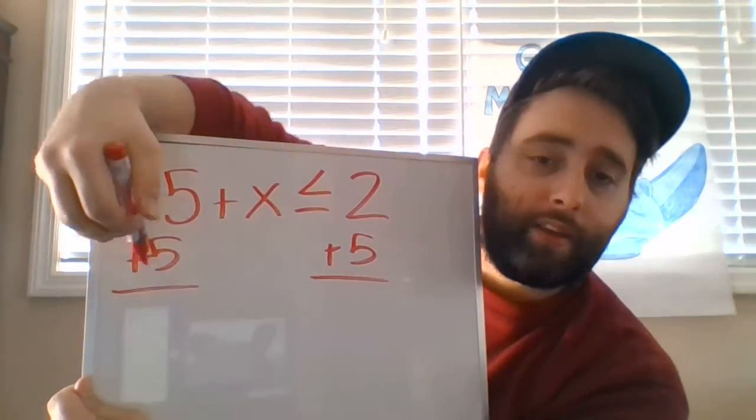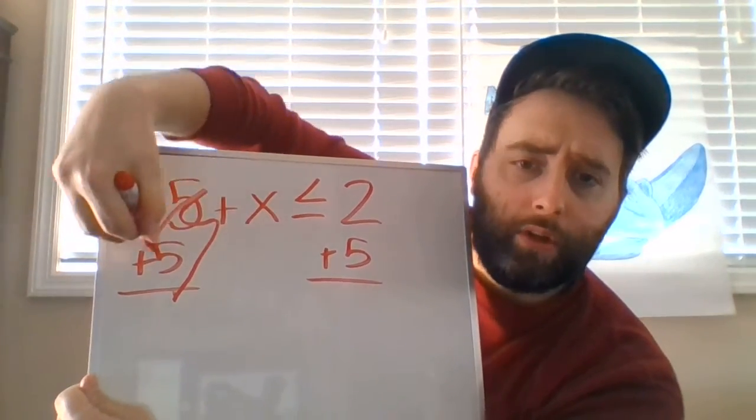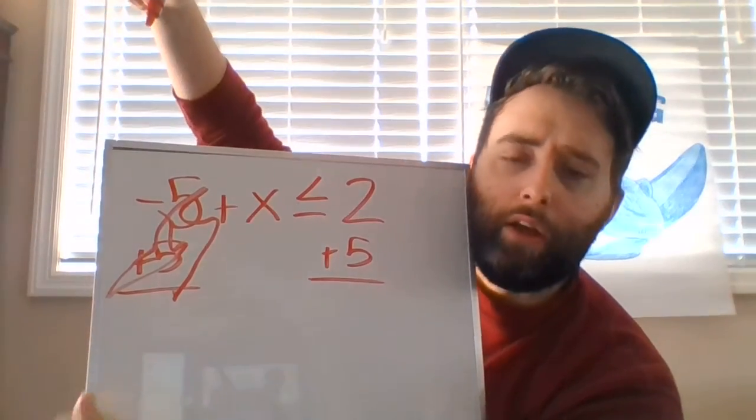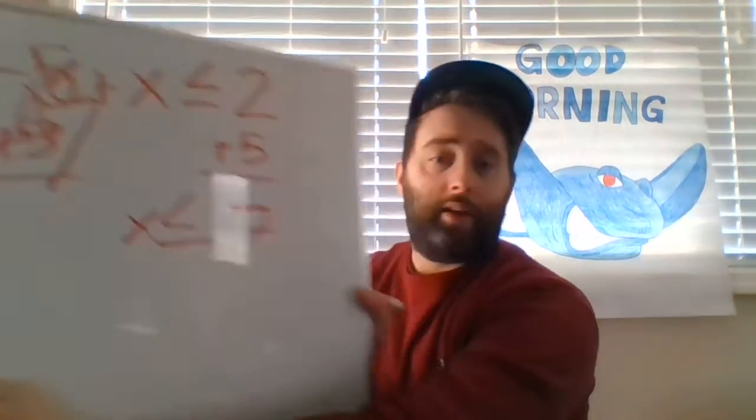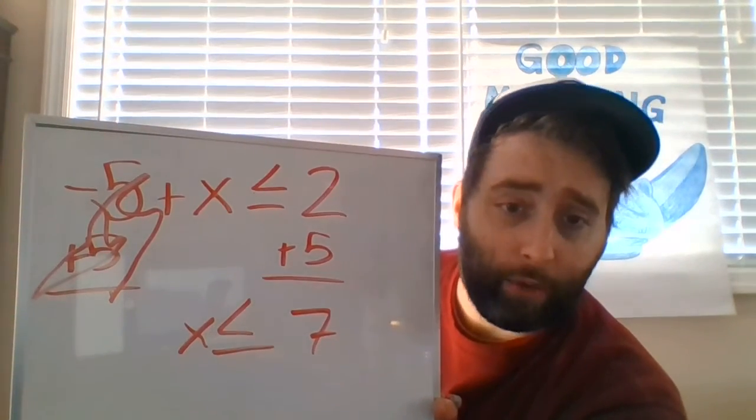Add 5 to the left of the inequality. Add 5 to the right of the inequality. So that gets rid of this here, and then you have 2 plus 5. 2 plus 5 is 7. We all know that. Your little brother knows that. Your little sister knows that. So you are left with x is less than or equal to 7.